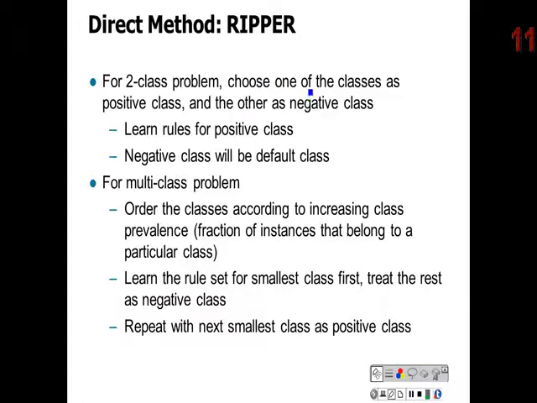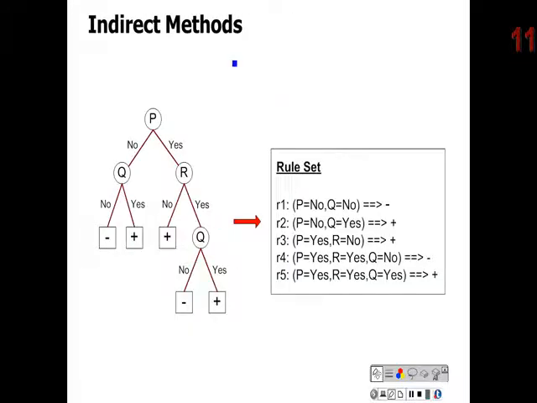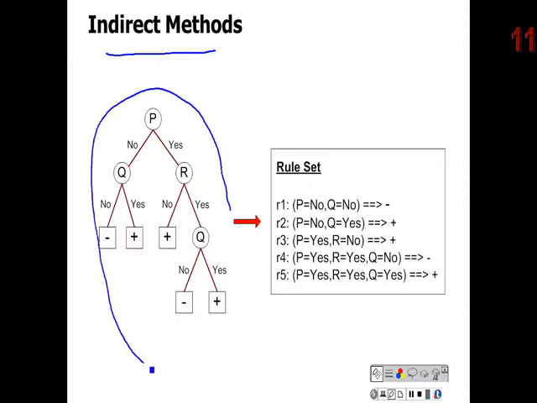And this is the RIPPER algorithm, and you can read it in detail. There is what you do if you have a two-class problem, and if you have a multi-class problem, the same technique applies, the repetition and the stopping, and how you treat the rules in detail. Now the indirect method, one example of which is C4.5. First you build your tree, so you have the decision tree running as a classifier first, and accordingly you generate your rules. So from here, P equals no, so we're going like this, Q equals no, so the class is minus, and you can try all the rest of them.